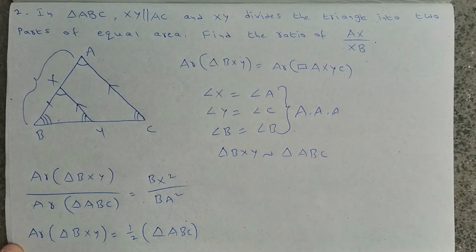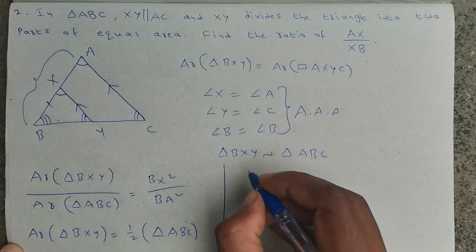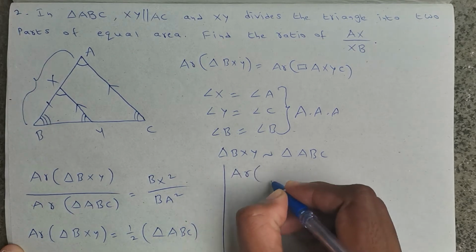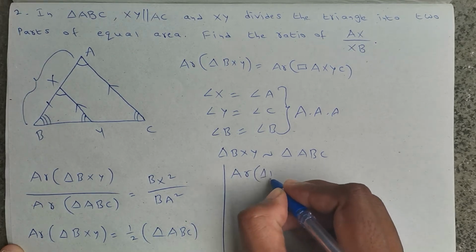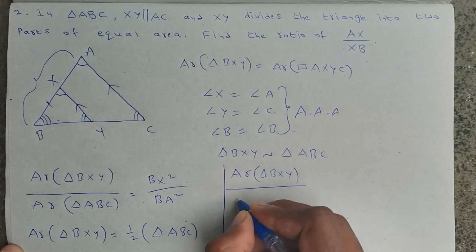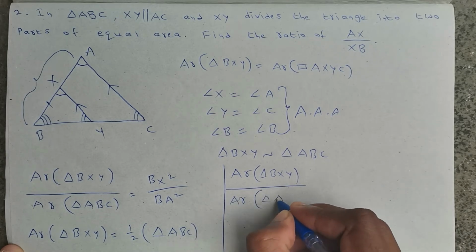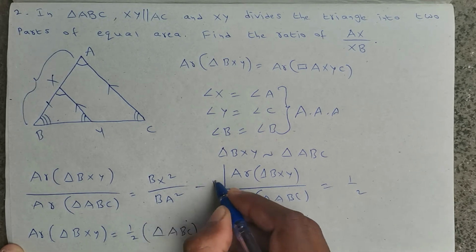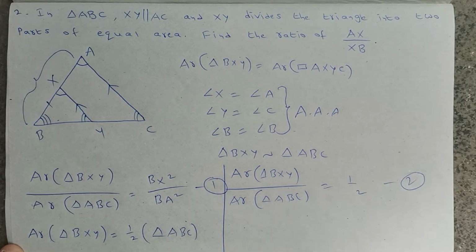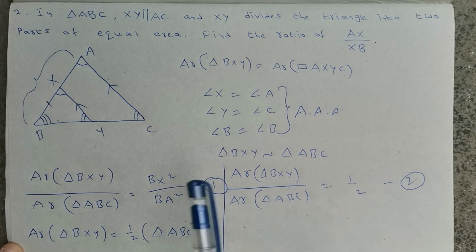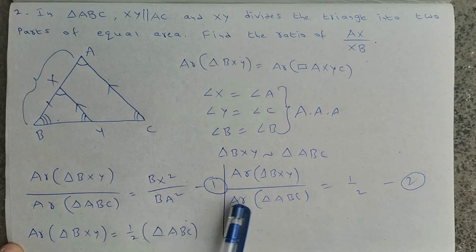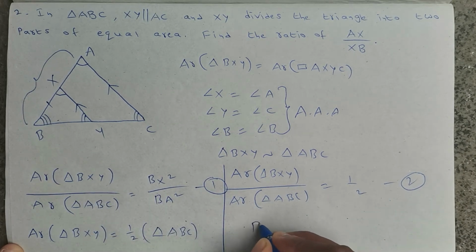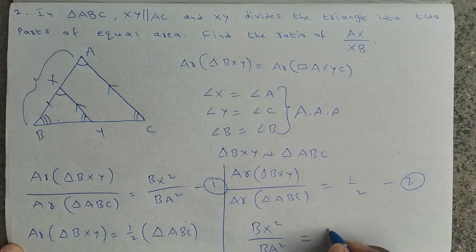Now I will take this ABC to the right side. So we will get area of triangle BXY divided by area of triangle ABC is equal to 1/2. Now here we have the first equation, here we have the second equation. From these two equations we can conclude BX square by BA square is equal to 1/2.